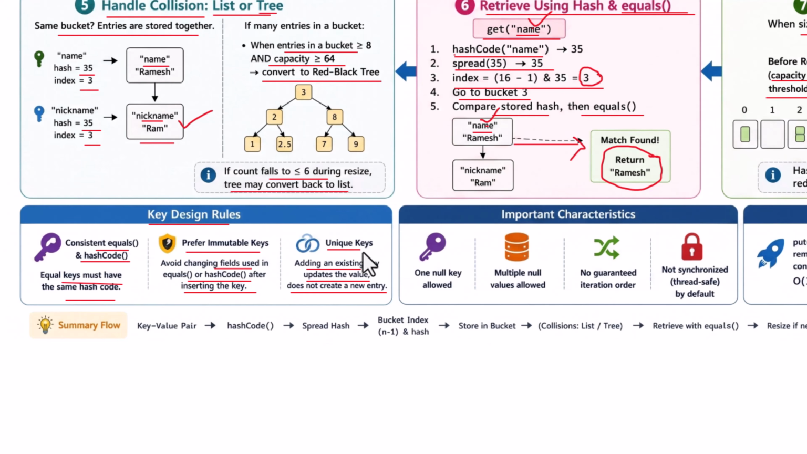Now let's review some important HashMap characteristics. HashMap allows one null key and multiple null values. It does not guarantee insertion order or any fixed iteration order. It is also not synchronized or thread safe by default.